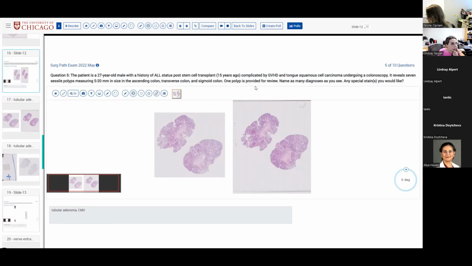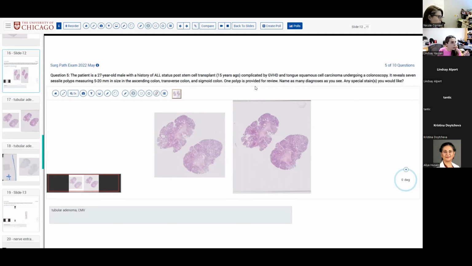So a couple things about the clinical history. One is recognizing that the patient is quite young, especially to have so many colon polyps. He has a history of 2 malignancies, one of which is ALL and the other is tongue squamous cell carcinoma, with tongue squamous cell carcinoma also being quite unusual for a patient of this age.